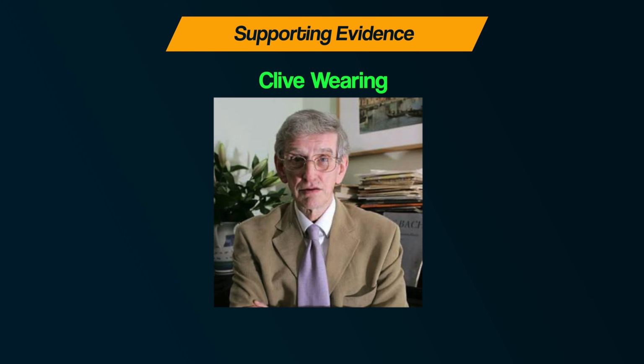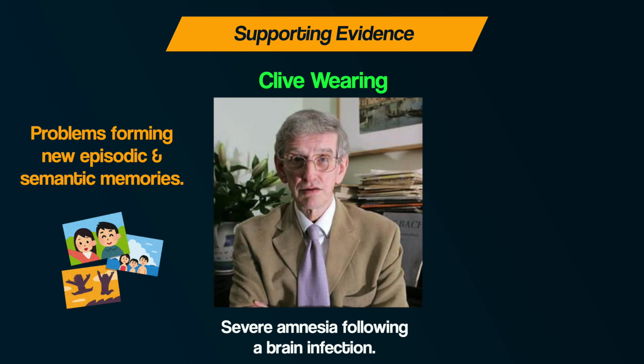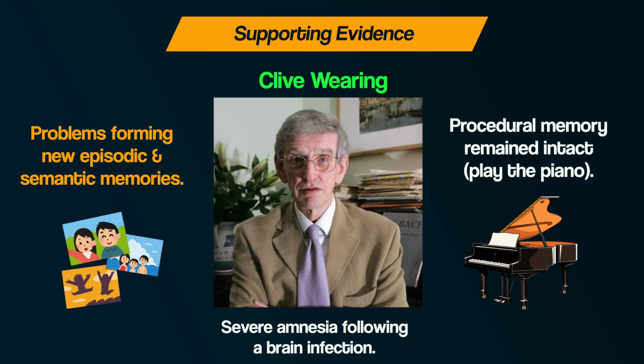Furthermore, the case study of Clive Wearing provides evidence for the different types of long-term memory. He was a musician who suffered from severe amnesia due to a brain infection, and he had profound difficulty forming new episodic and semantic memories, while his procedural memory remained largely intact, allowing him to still play the piano. This provides evidence that different types of long-term memory are separate systems that can be independently affected by brain damage.